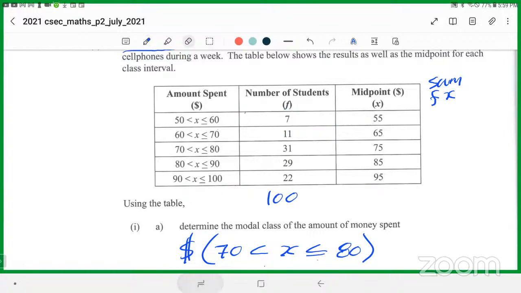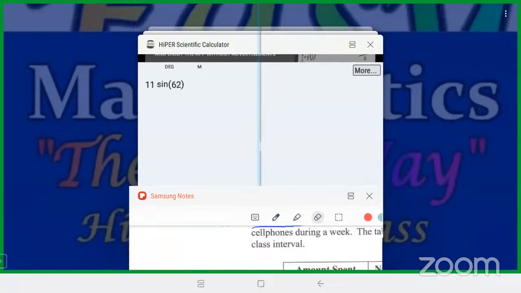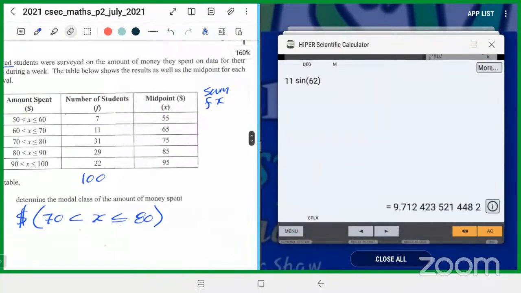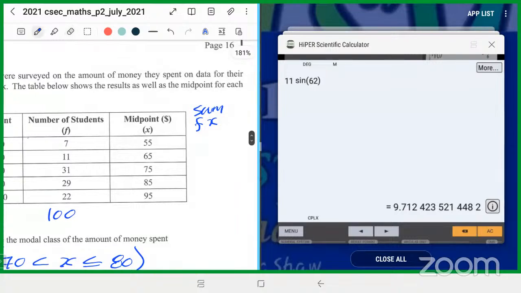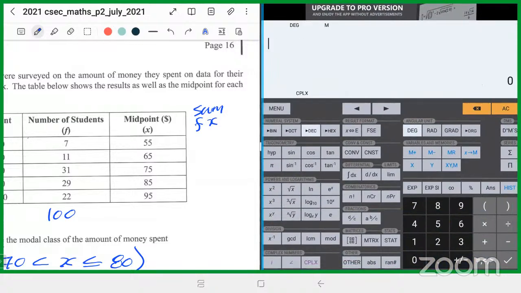All right, let me bring up my calculator. I have to multiply each of these values now. Right here. So multiplying these values over here. This times this. Frequency times the midpoint values. So it's 7 times 55. That's 385. Total spent by those 7 persons is 385. Then 11 persons spend $65 each, approximately. So 11 times 65, that's 715. And then 31 persons spend $75.